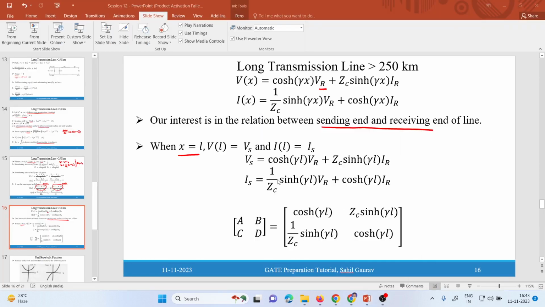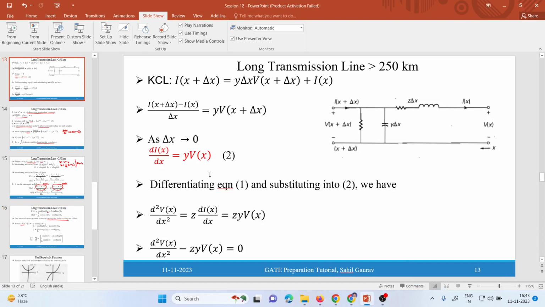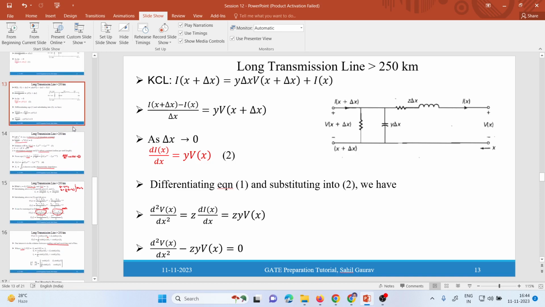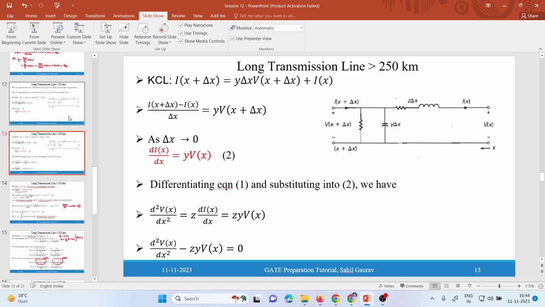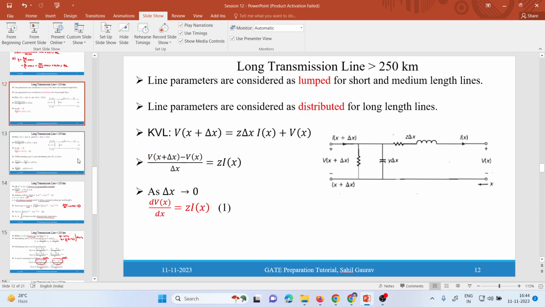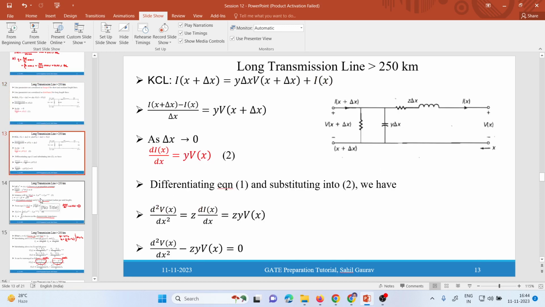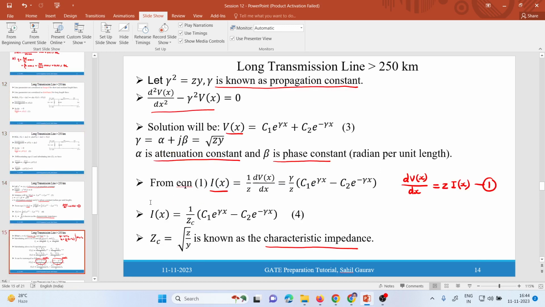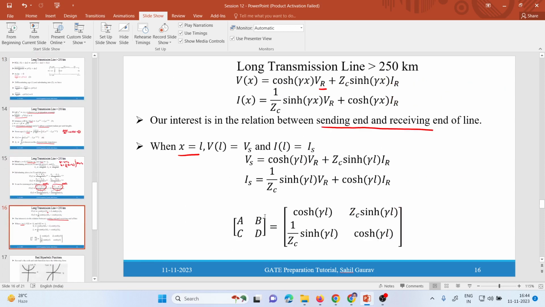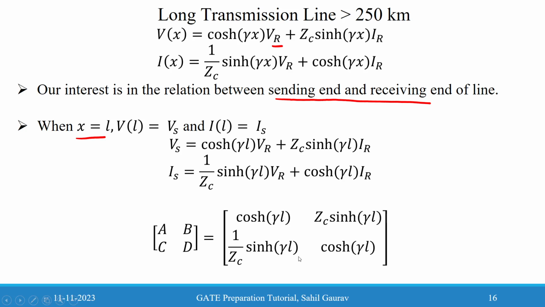Thank you, sir. This is very easy, not that difficult. You just have to write down the KCL and KVL expressions first and just remember the steps. The derivation is not very important, but I am telling you so that you can gain confidence. So finally we got this ABCD parameter for the long length transmission line, and you need to keep this in mind.